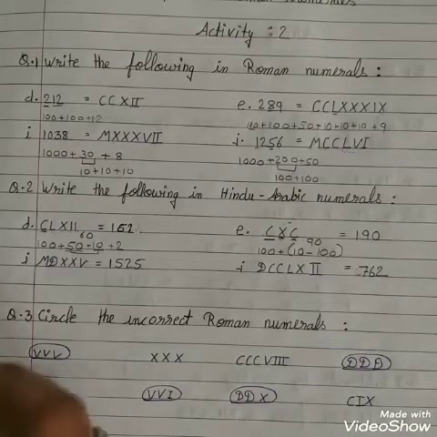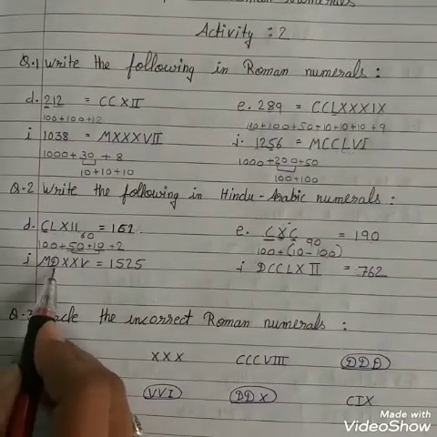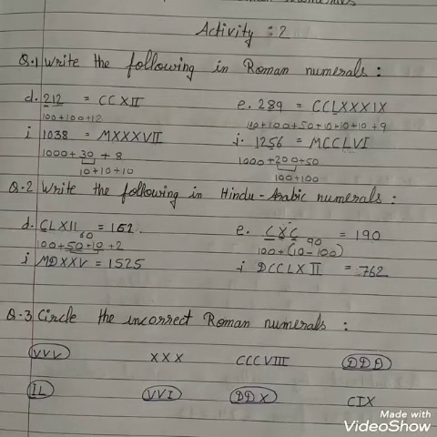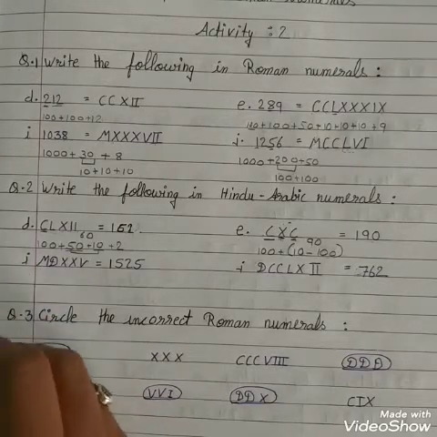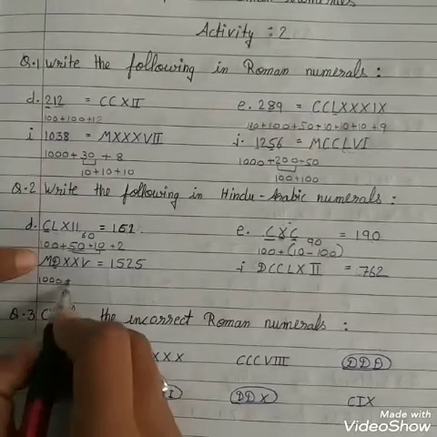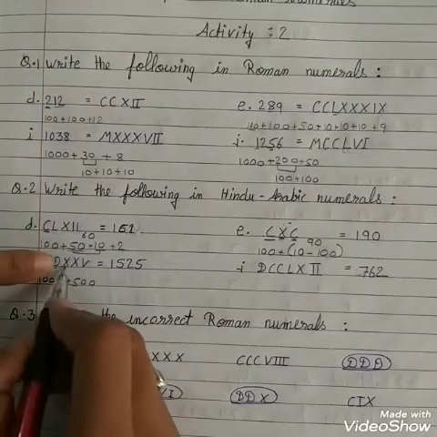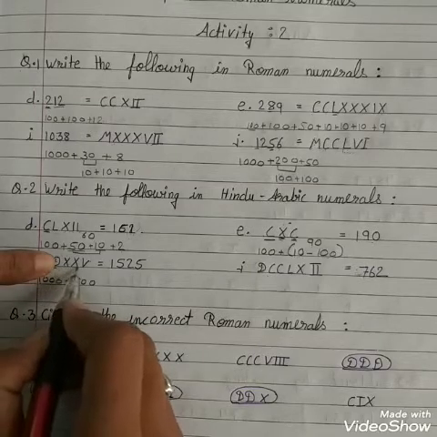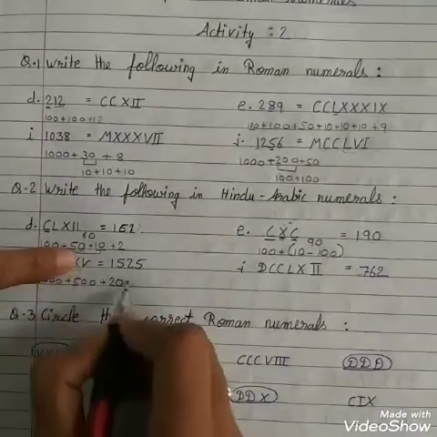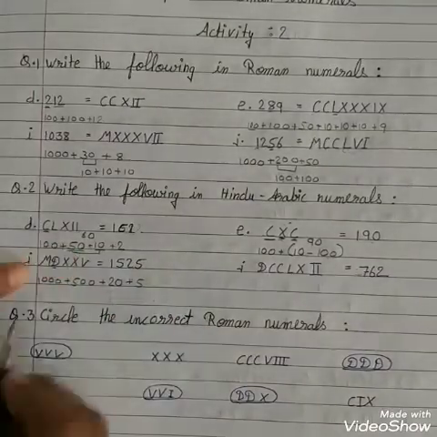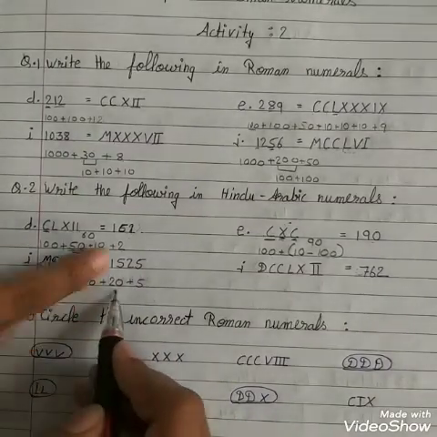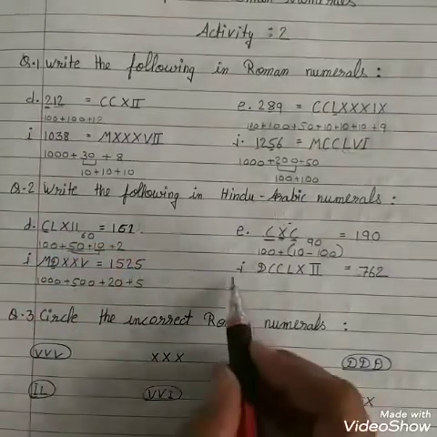Okay students. Now come on I. MDXXV. Now M means 1000. D means 500. Now we have double X, which means 20. And we have 5. Okay students. Now we can write it in short form: 1525.